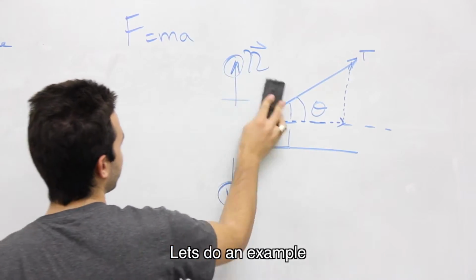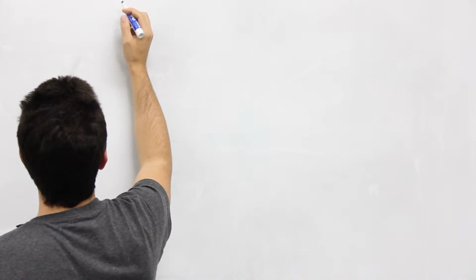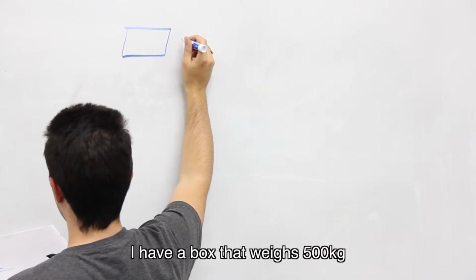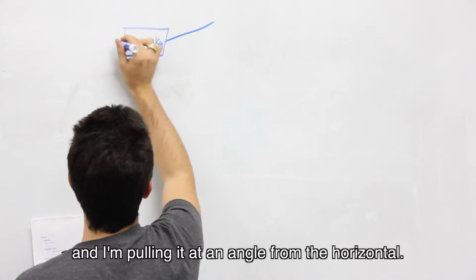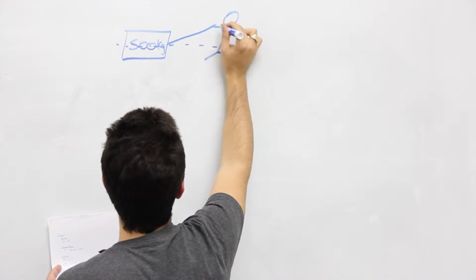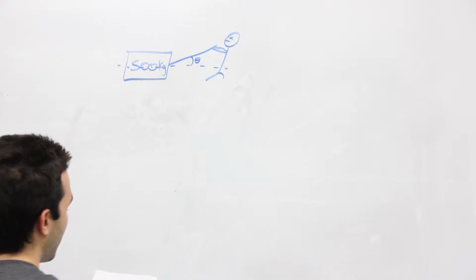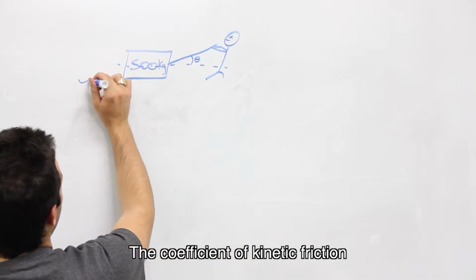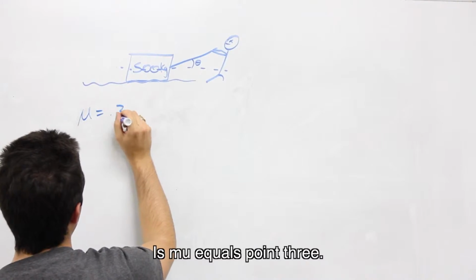So now, let's do an example. So let's say I have a box that weighs 500 kilograms, and I'm pulling it at an angle from the horizontal, and the coefficient of kinetic friction is mu equals 0.3.